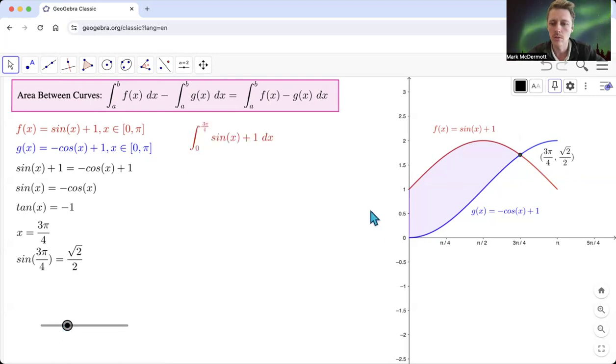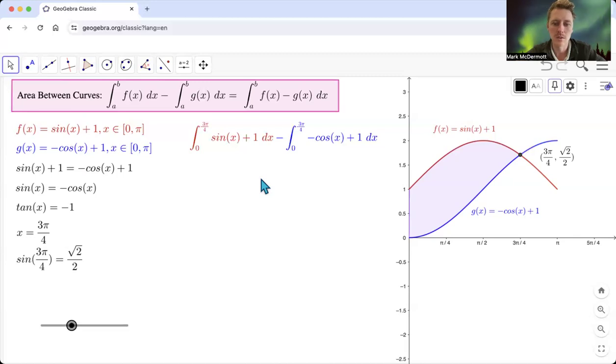We're going to take the integral from 0 to 3 pi on 4 of the upper function, which is f of x, minus the integral from 0 to 3 pi on 4 of the lower function, which is minus cos x plus 1 dx. Okay, so that's our integral setup.